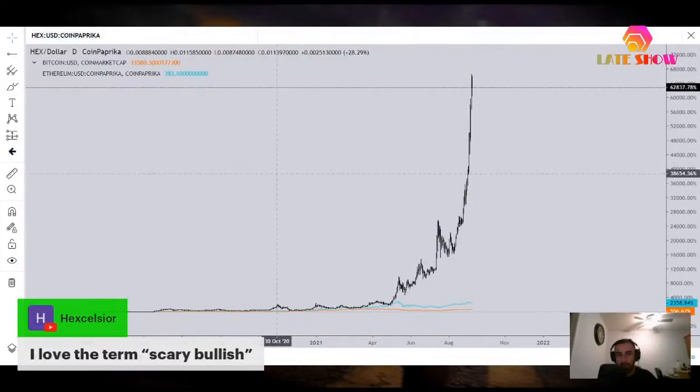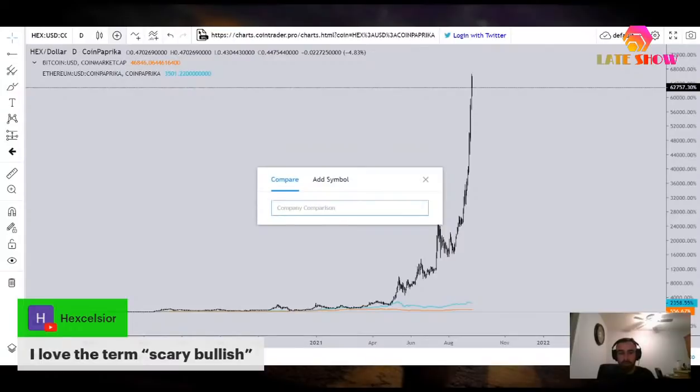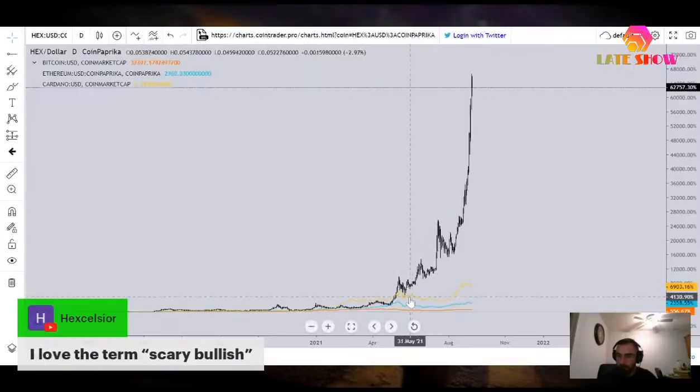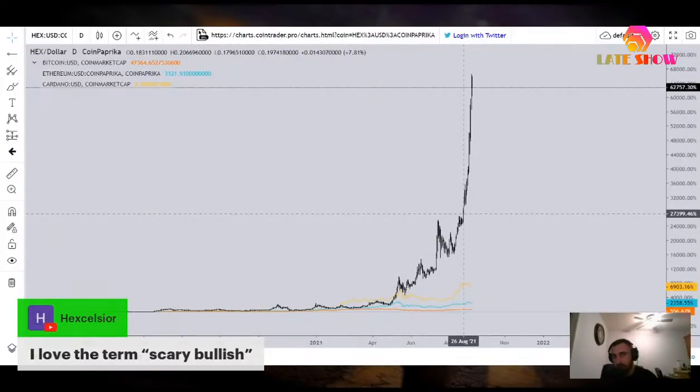What other coins are out there? Cardano's looking good, so let's throw Cardano on there just to show you guys. Cardano dollar. There's Cardano killing everything else, right? It's about 7,000% up since Hex came out, and Hex is outperforming Cardano by about 50,000%. I mean, you're talking scary bullish.